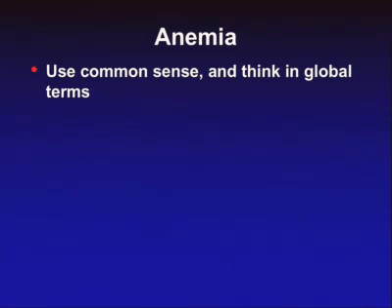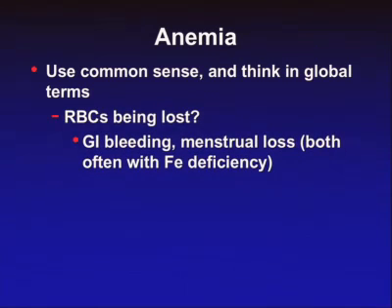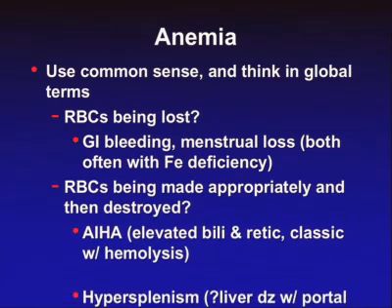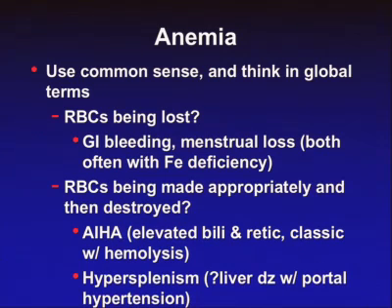Okay, so I like to keep things simple, right? And I encourage everybody, use your common sense. Anemia, I think, is pretty straightforward if you keep it simple. Think in global terms, right? So do you have red blood cells that are being lost? Body is making them appropriately, but you're losing them, as in GI bleeding, menstrual loss. Both of these will usually, of course, present with iron deficiency. Do you have red cells that are being made appropriately, but then being destroyed, as in the case with autoimmune hemolytic anemia, in which case you should also have an elevated bilirubin, an appropriate reticulocytosis. Those are classic for hemolysis.